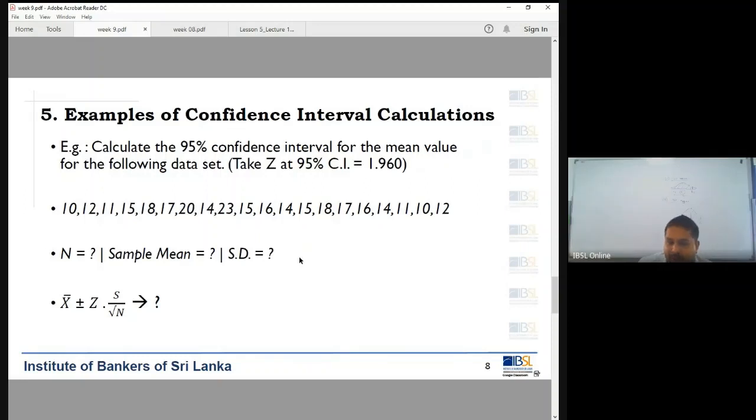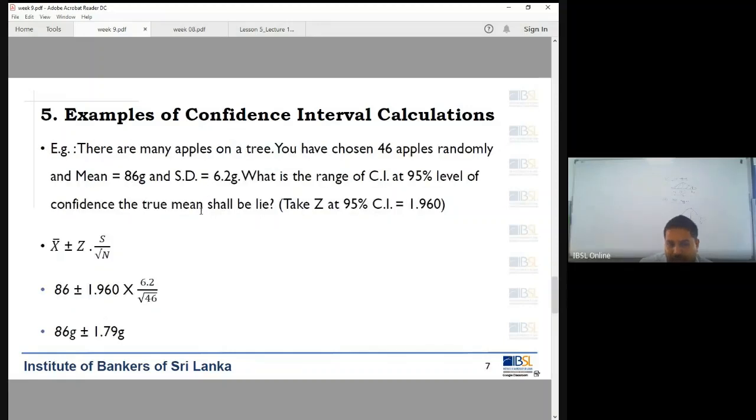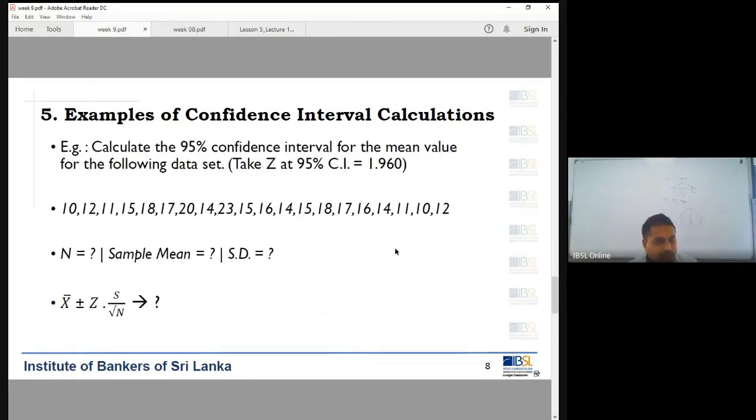So where are we heading now? In the previous questions, you were given the mean and the standard deviation. But in this question, you can easily be given the task to calculate the mean and the standard deviation also. Now, once you have the number of items, sample mean, and the standard deviation, you know the sample mean, X bar. The Z value, the question has given it. However, if you wish to, you can calculate it by hand also.